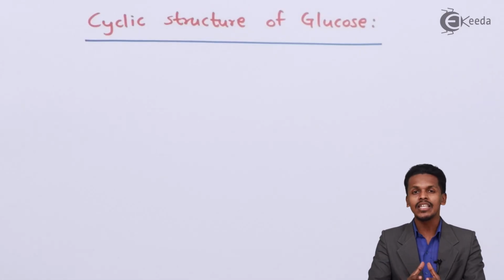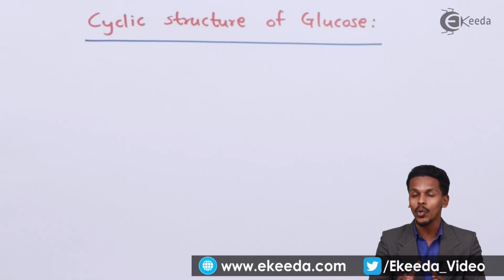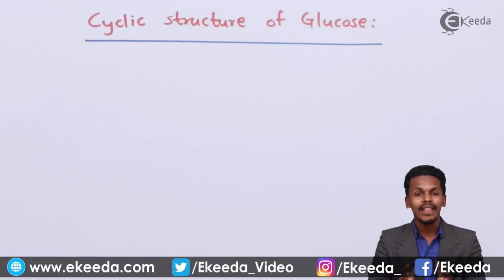So friends, we understand that we can draw the open chain structure for glucose, but that glucose consists of an aldehyde group, that is C double bond OH. But what happens if that C double bond OH is converted into a cyclic form of glucose? This is what I'm going to talk about, the cyclic structure of glucose. So now let me explain how we can represent that structure.